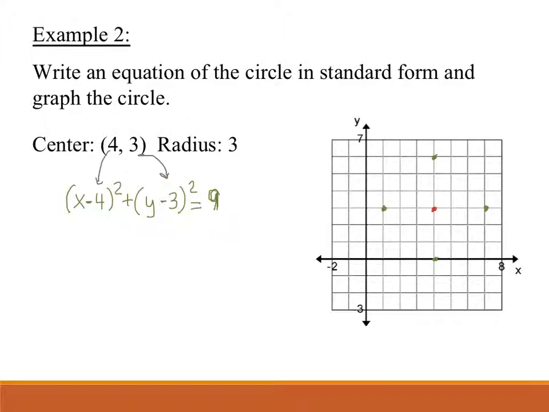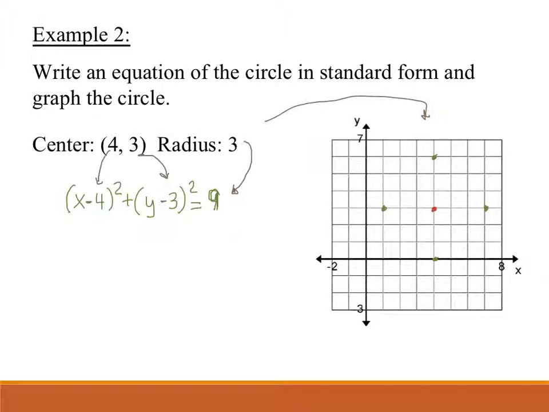You'll notice the radius is squared in standard form, so we square the radius and we put in 9 in standard form. Now to graph the circle, we put the center at (4, 3), so we move over and we see that we have a red dot at (4, 3). And then the radius is 3 points up, 3 points down from the center, and 3 intervals to the right and 3 intervals to the left along the x-axis.